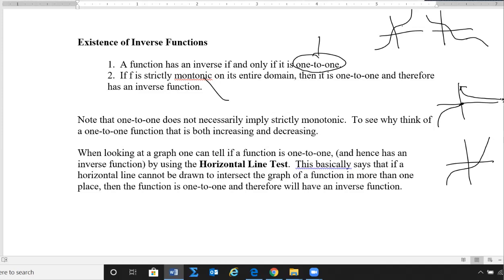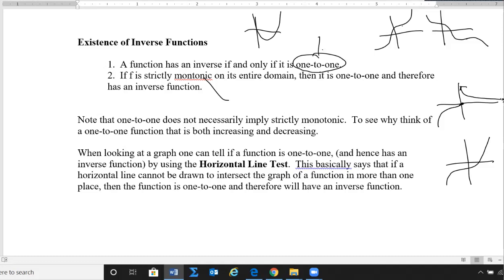Now, 1-to-1 means, well, you know what a function means. If f is a function of x, then for every x in the domain, there's exactly one y associated with that x. And for it to be 1-to-1 means that every y value in the range is associated with exactly one value in the domain. So functions can look like this.